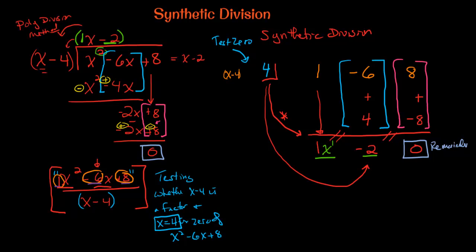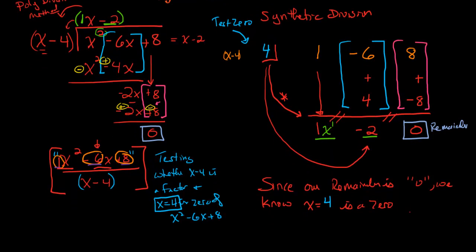So as a summary, since our remainder is 0, we know x equals 4 is a 0. We know x equals 4 is a 0. And x minus 4 is a factor of x squared minus 6x plus 8.